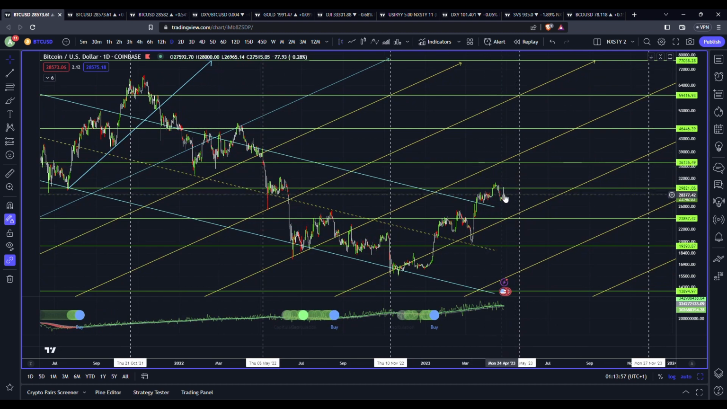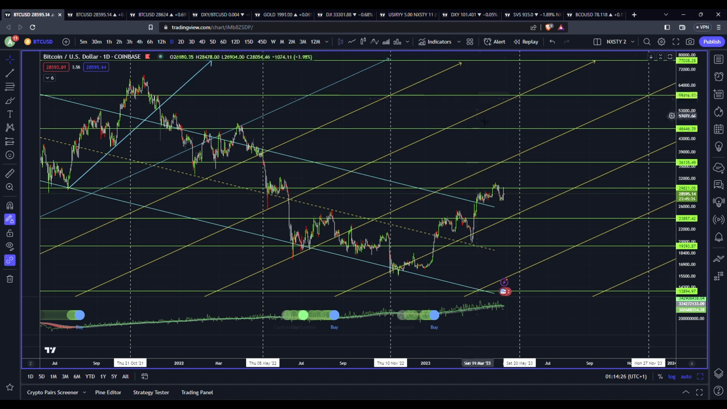So we're going to be waiting until Saturday, the 20th of May. This is where the next major event is going to happen. We don't know if we're going to keep pumping or get a rejection or just go sideways before we get another pump, or basically finding support around this area.